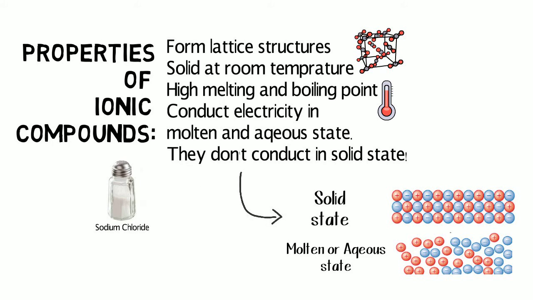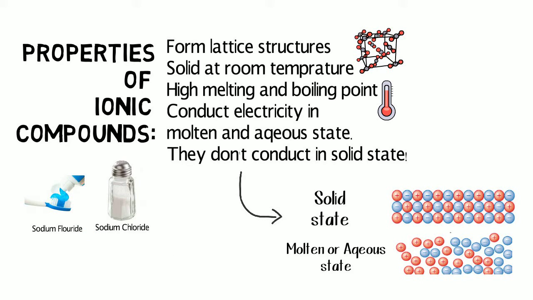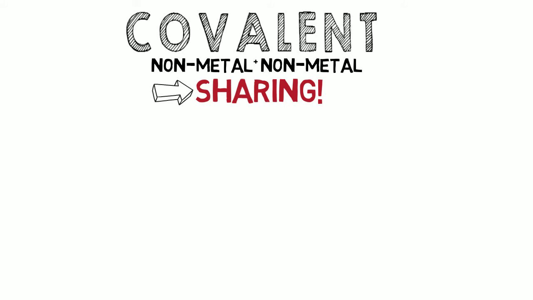Some examples of ionic compounds in our everyday life include sodium chloride, which is table salt, and sodium fluoride, which is used in toothpastes. Now we're going to move on to the second type of bonding, which is covalent bonds. Covalent bond usually forms between nonmetal with another nonmetal, and it involves the sharing of electrons.